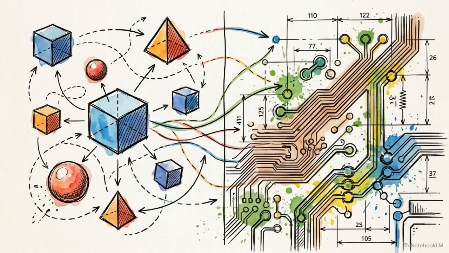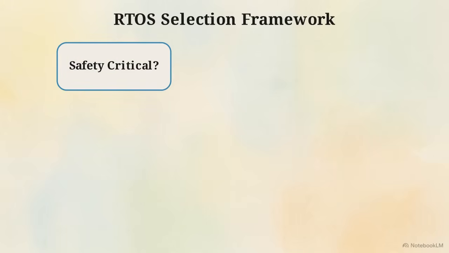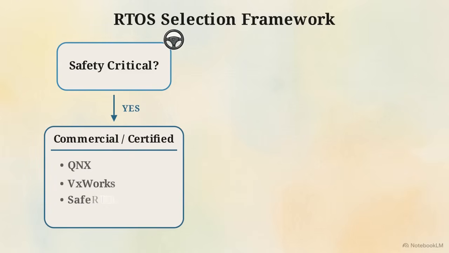Let's move from theoretical trade-offs to your specific constraints. This flowchart maps the path. Node 1 asks, is human safety dependent on this device? If building an automotive dashboard or medical device, follow the yes path to QNX, VxWorks, or Safe RTOS to guarantee determinism. If safety isn't critical, follow the no path to Node 2.